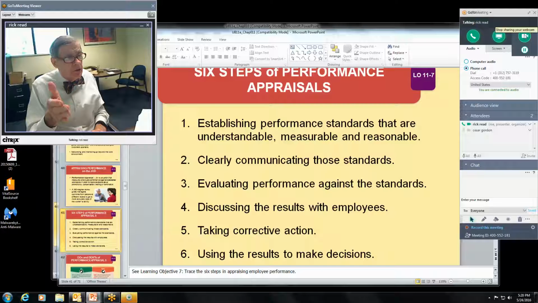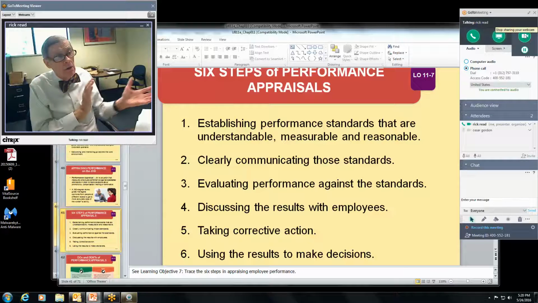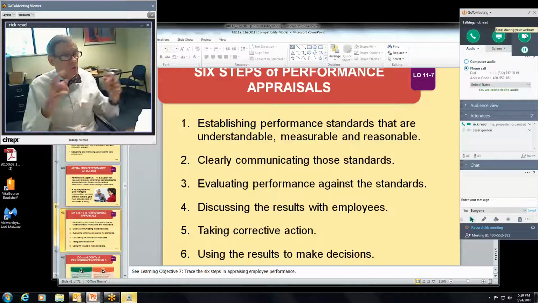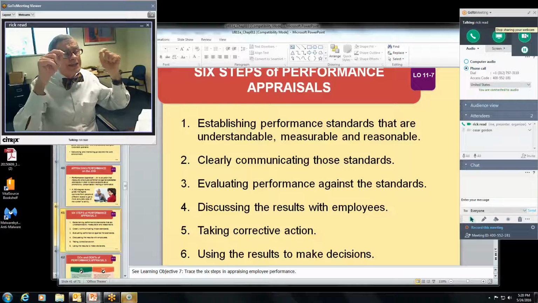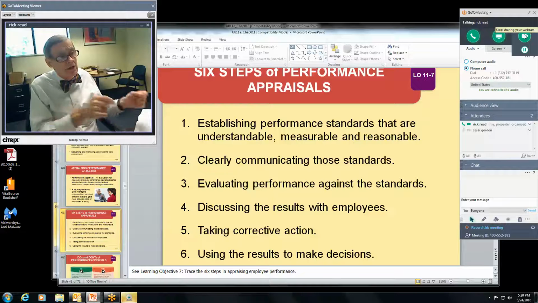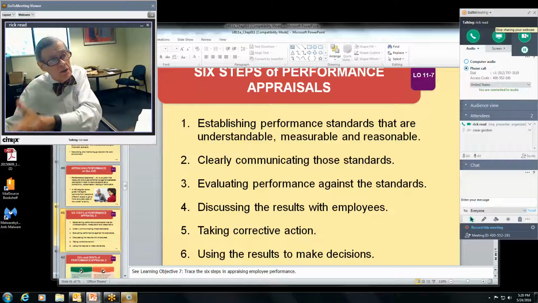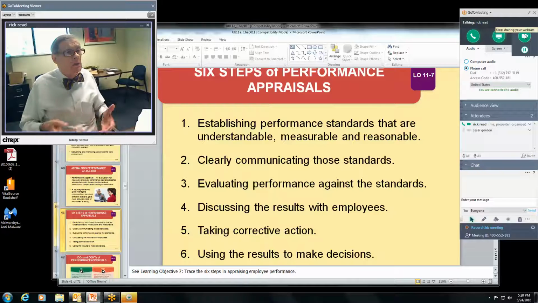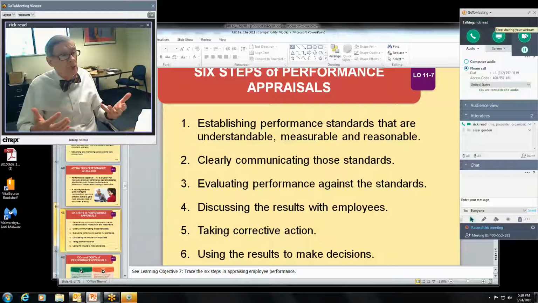Here's what you have to do. Establish the standards. Make sure the individual knows the standards. You evaluate against the standards. Have a feedback session with the employee where you talk about what was good, what needs to be improved. Focus on the good first, then on what needs to be improved, and you focus on the tasks, not the individual. Take corrective action if you need to. Help the employee do whatever he or she needs to do to improve, and then use the results of the evaluation for management decisions.